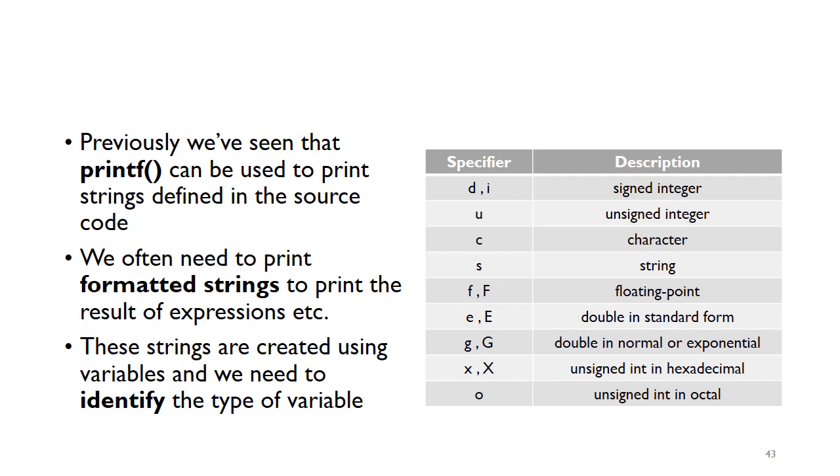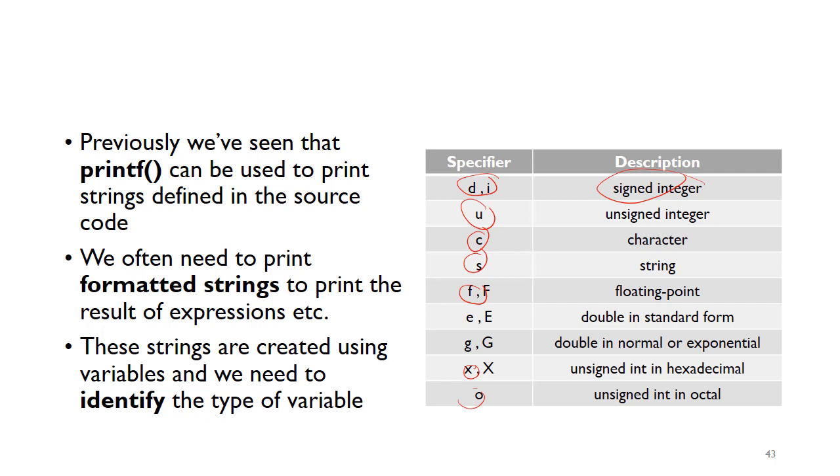So before we print them, we need to create them. And then we need to identify the type of variable that we're going to print using this format specifier. So in this table here, it shows the different letters that we use for representing the different types of variables. So for a signed integer, we can use D or I, for example. Unsigned integer, we can use U. Characters, C. S for string, F for floating points, and we can do hex as well. Octal.